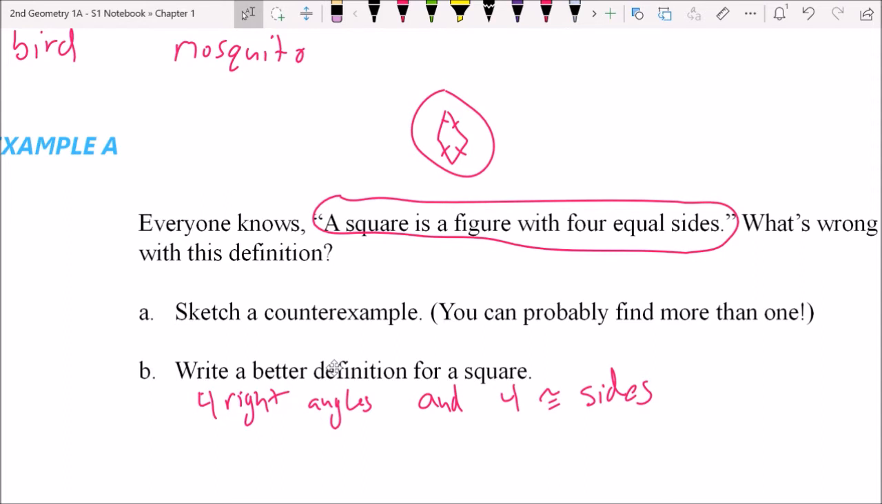Now, in the real world, we can be a little sloppy with our definitions. People go, well, you know what I mean, you know what I mean. In math, there's no such thing as you know what I mean. Like, you gotta really label it out and write everything out, okay?